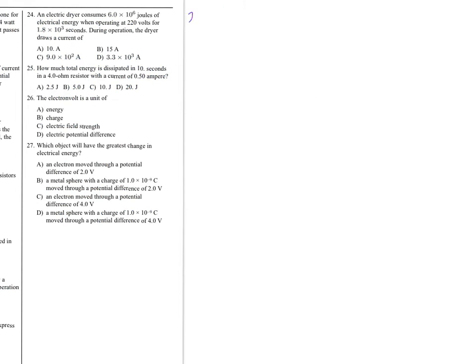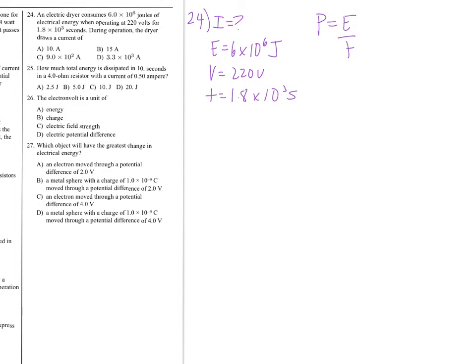Okay, everyone, I'm busting out the purple. Number 24. We're looking for current, given we have energy, we have voltage, and we have time. All we have here is a 2-step problem. Alright. P is equal to E over T. We're going to use that power to solve for current.